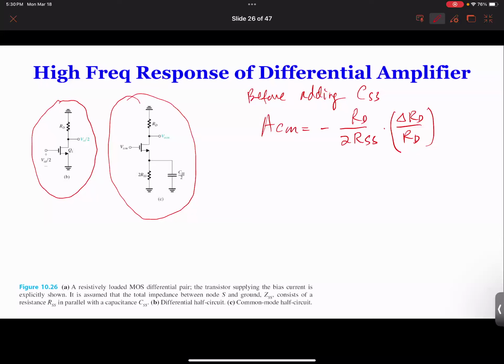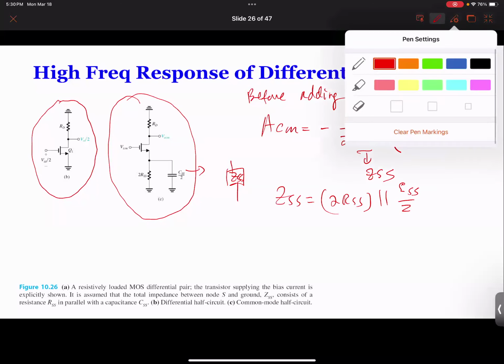Since this is our common mode gain, I don't have to spend extra effort to derive the impact on frequency response, because I can simply get this part to be equivalent. So I draw this part as an equivalent ZSS, and I replace this one with ZSS. I calculate ZSS as 2 RSS in parallel with CSS over 2. The impedance of CSS over 2 is going to be, let me rewrite it.